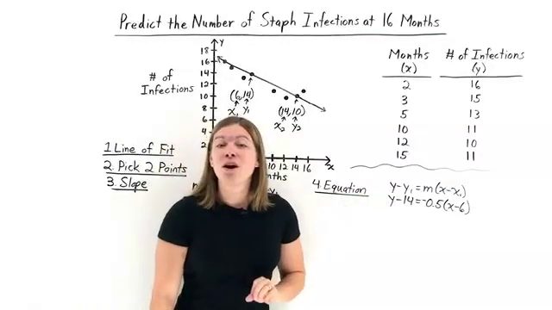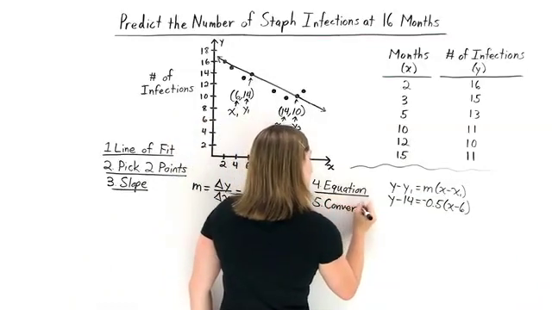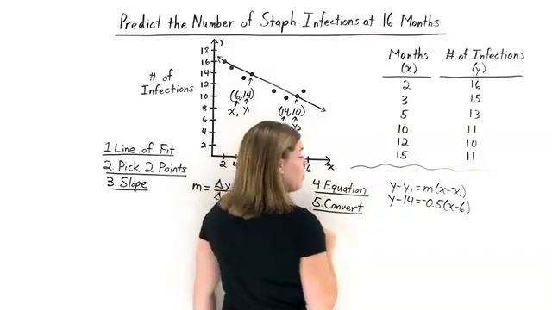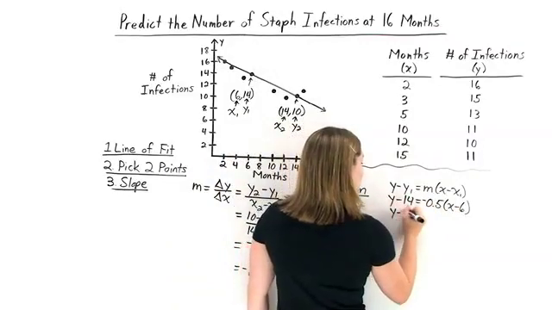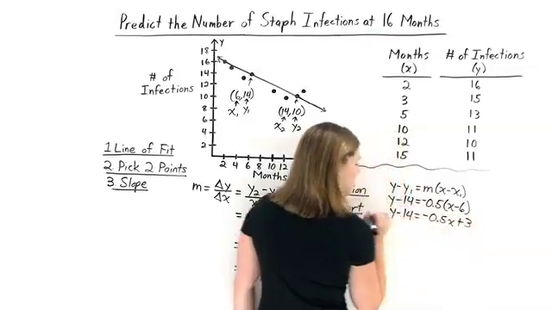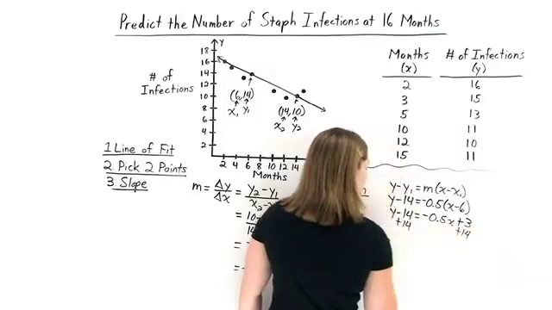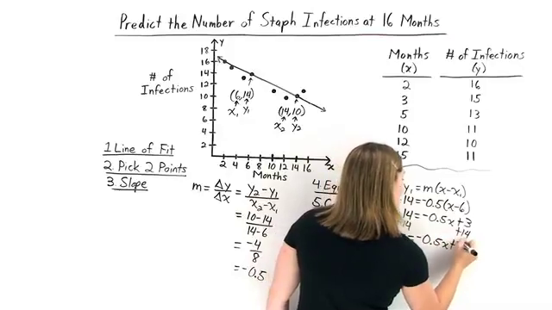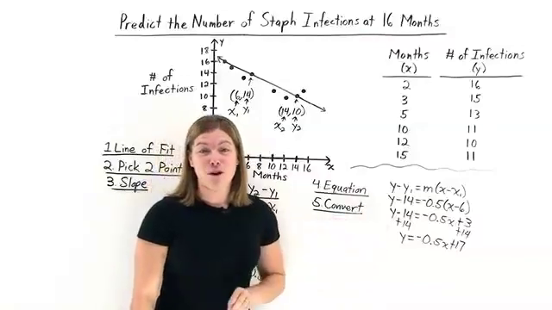But remember, we want our equation in slope-intercept form. So that means we need to convert this equation to slope-intercept form. To do that, we need to take the equation and solve it for y. So we need to take our slope and distribute it into these parentheses. We get y minus 14 equals negative 0.5x plus 3. Then to get y fully by itself, we add 14 to both sides of our equation. And we get that y is equal to negative 0.5x plus 17. This is the equation of our line of fit in slope-intercept form.